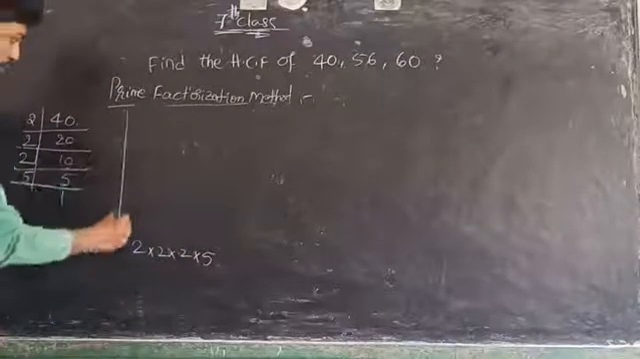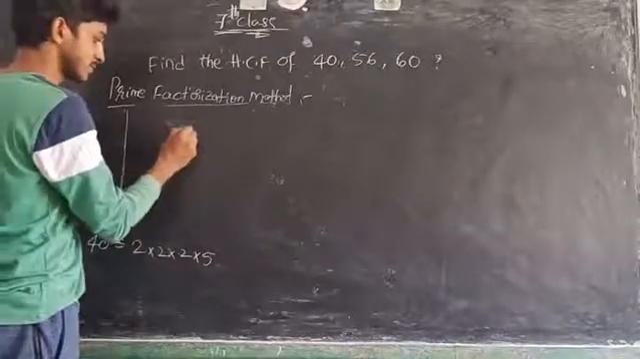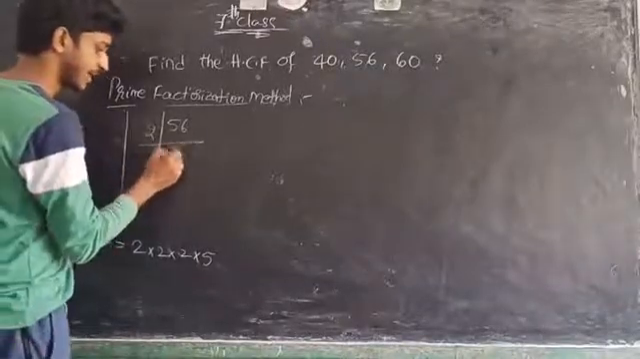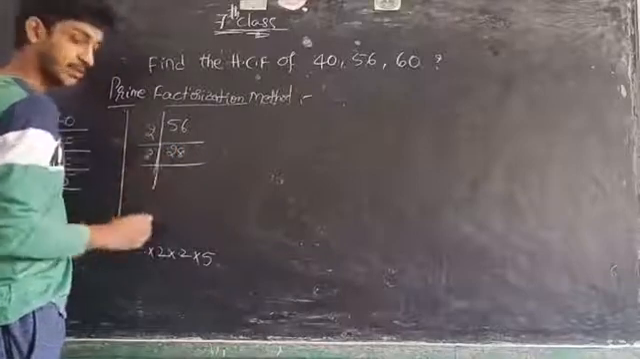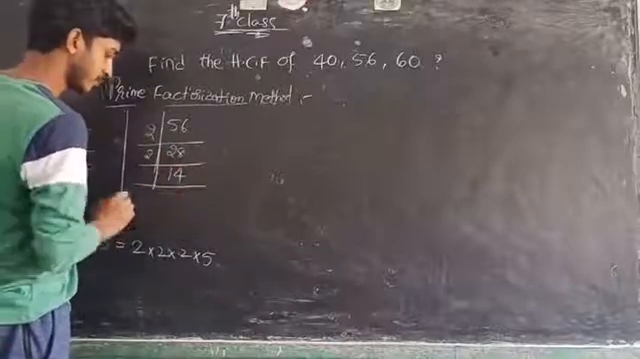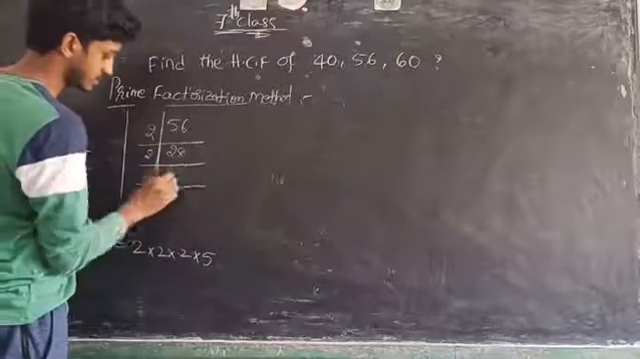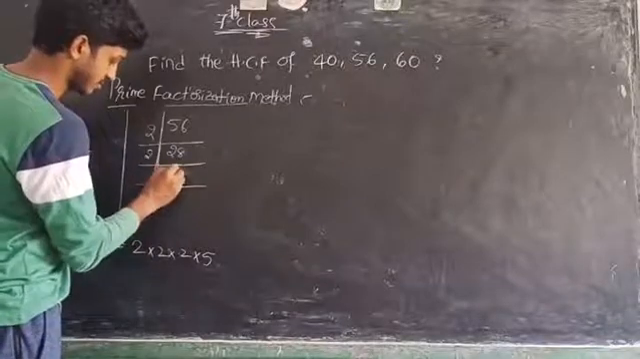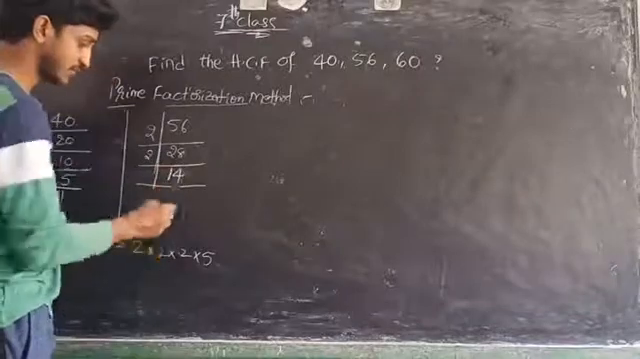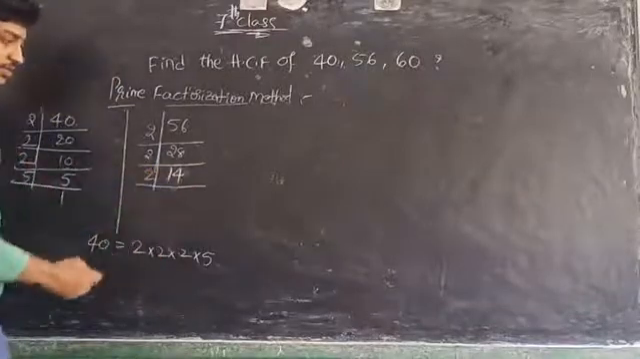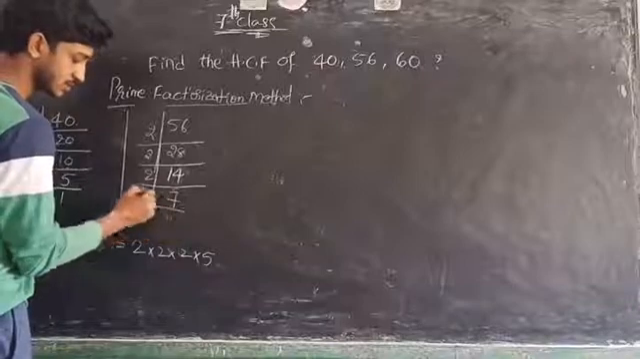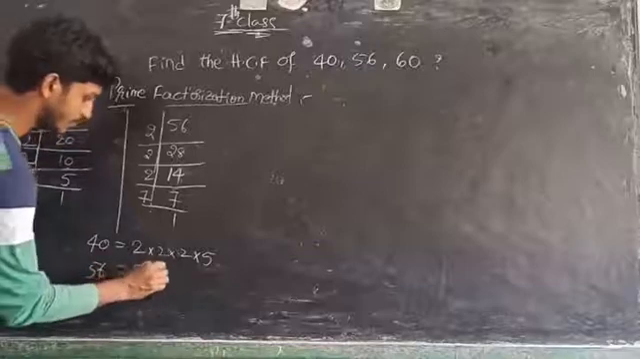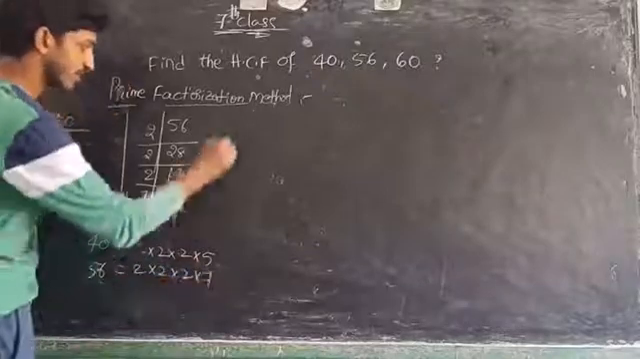Okay children? The next number is 56. In the 2 table, 28 times. Again I am taking the 2 table, 14 times. Again the 2 table, 7 times. Now the 7 table, 1 time. So we can write 56 as 2 into 2 into 2 into 7.